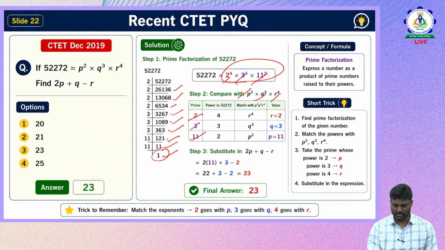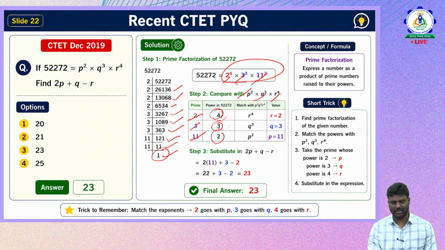Okay, so powers in this: for the prime number 2, what is the power? 4. Similarly for the 3 it is 3, similarly for the 11 it is 2. 11 to the power of 2, 3 to the power of 3, 2 to the power of 4. Okay, so now let us match with this. So p to the power of 2, q cubed is the power of 3, and r to the power of 4 is the power we got in 4, so this is the 2.